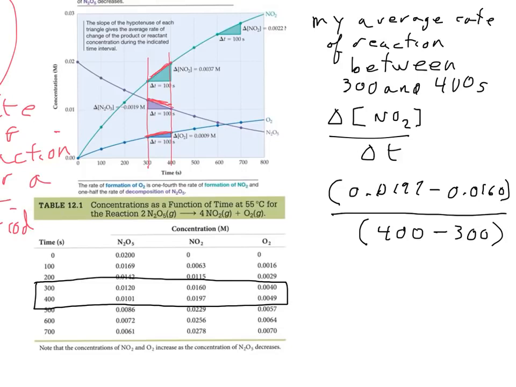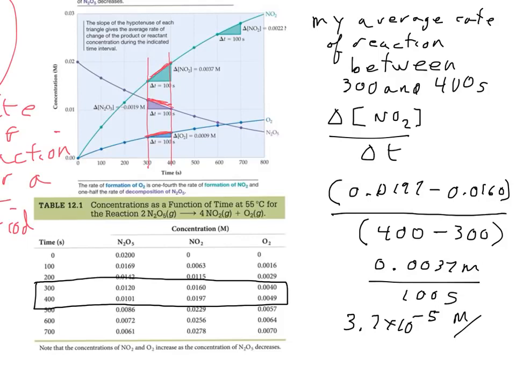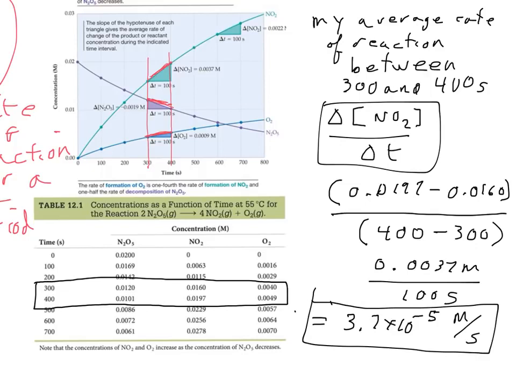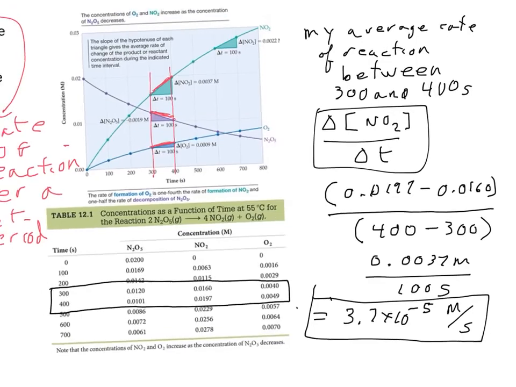and that gives me 0.0037 molar divided by 100 seconds, or a rate of reaction of 3.7 times 10 to the negative fifth molars per second for my rate of reaction of nitrogen dioxide. Let's write that down somewhere, and then we're going to make another observation here.